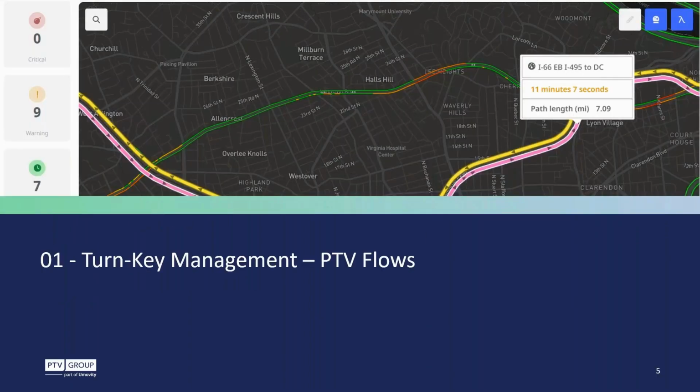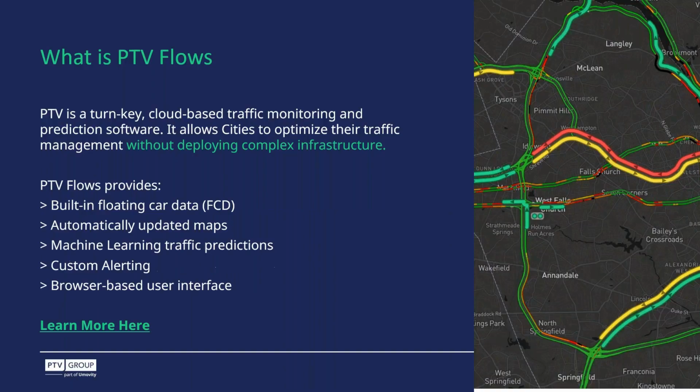So the first part, let's give you just a quick overview. Flows is a turnkey cloud-based traffic monitoring and prediction software that operates entirely off of floating car data. It has built-in automated maps that update periodically. We also integrate a machine learning-based traffic prediction. We offer custom alerting, and all this is available within a really easy-to-use web browser user interface.